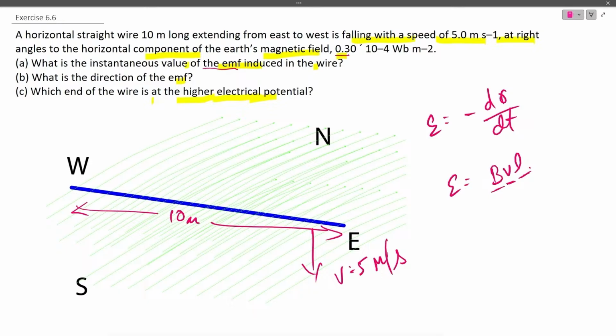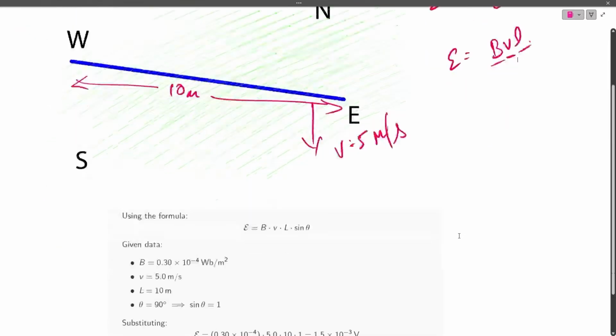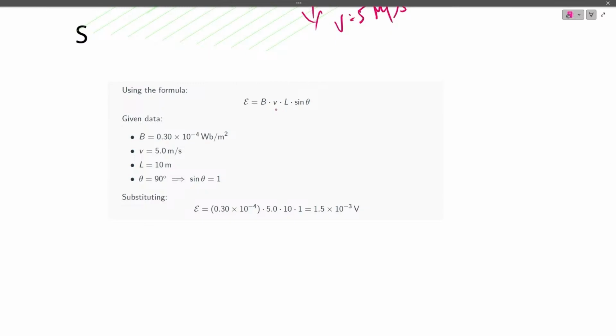So let's calculate the instantaneous value of induced EMF. Using the formula above, we know that E is equal to BVL sine theta. Sine theta here comes from the cross product of V and B, that is V cross B. Here we know that theta is 90 degrees because the wire is falling down, and we have to calculate the EMF due to the horizontal component of the Earth's magnetic field. So theta will be equal to 90 degrees here.